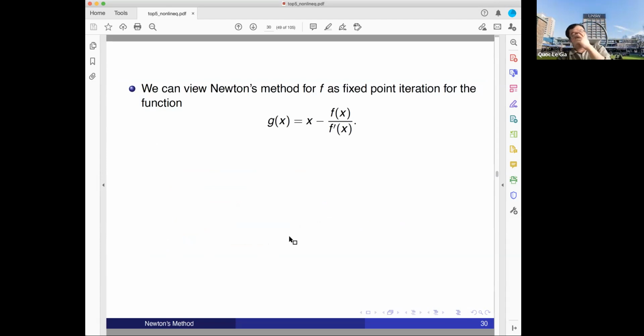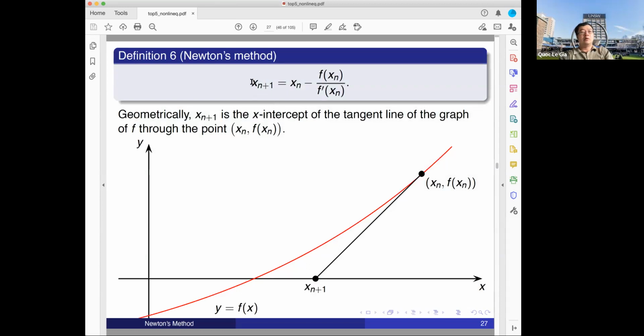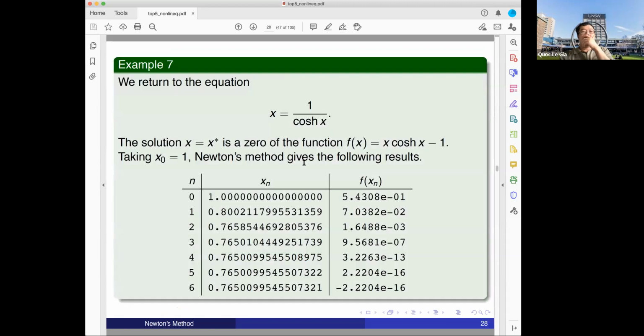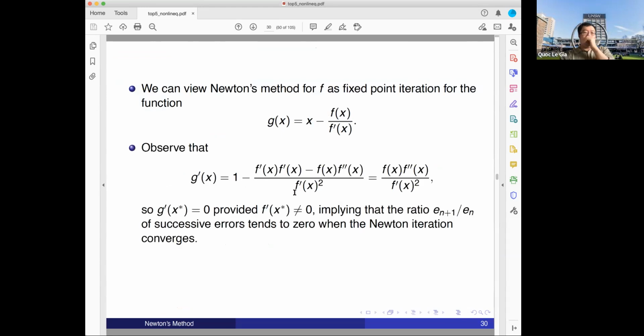Okay, so now fixed point iteration and Newton method are related, because if you look at the formula, this is like xn plus 1 equals g of xn. So this is exactly it. If you put g of x equal to x minus f of x over f prime of x, then it's just a fixed point iteration.